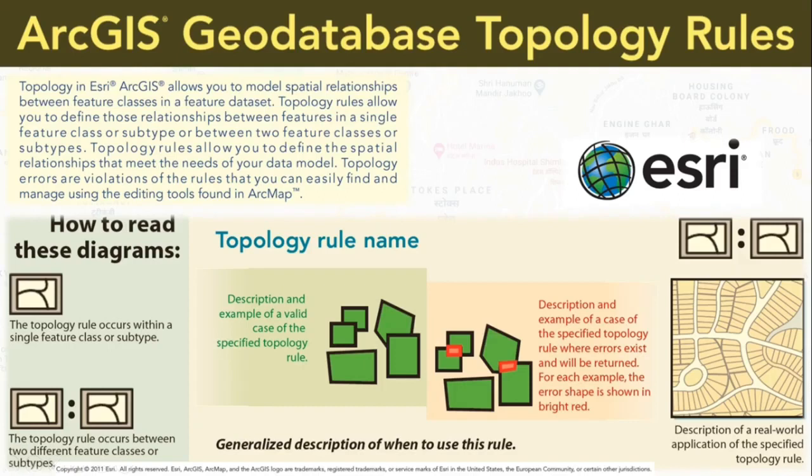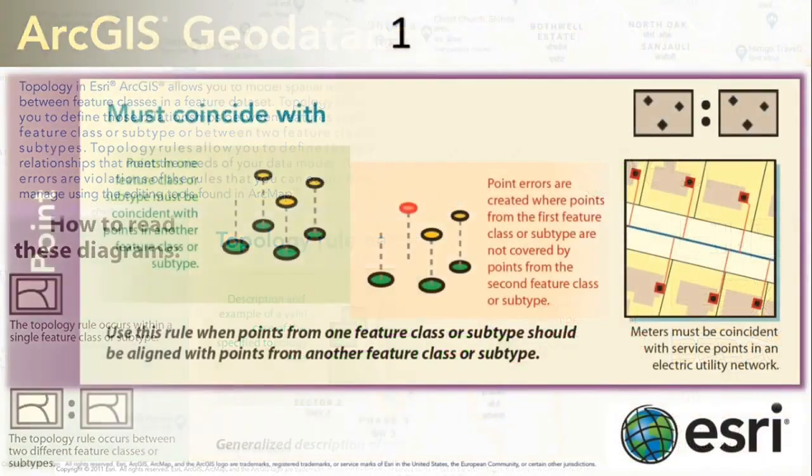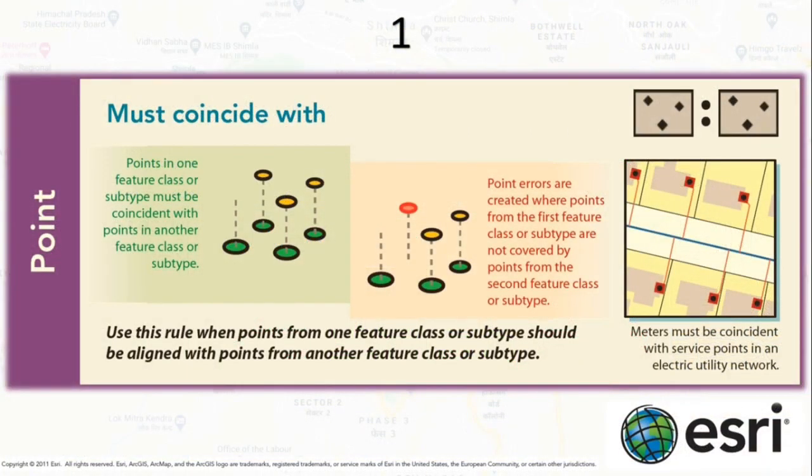So let's start with our first feature class, that is point feature class, and the first rule is must coincide with. This rule requires that points in one feature class or subtype be coincident with points in another feature class or subtype. This is useful for cases where points must be covered by other points, such as transformers must coincide with power poles in an electric distribution network, and observation points must coincide with stations.